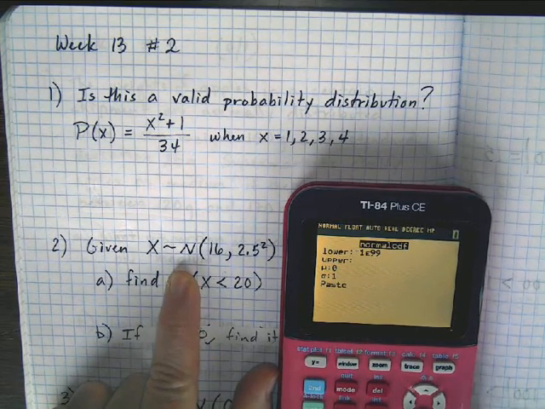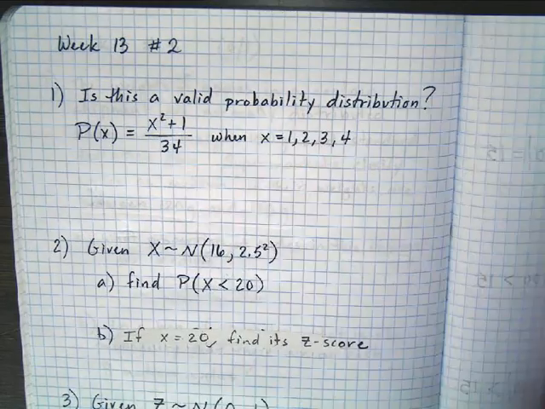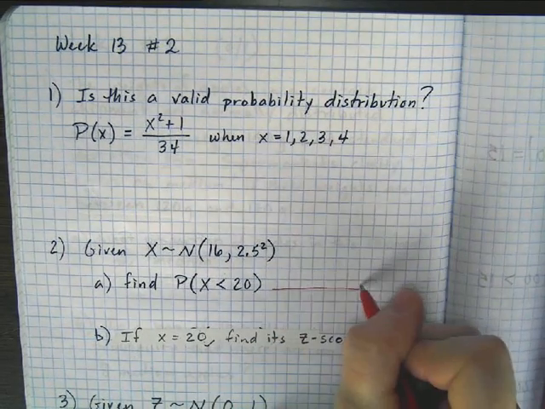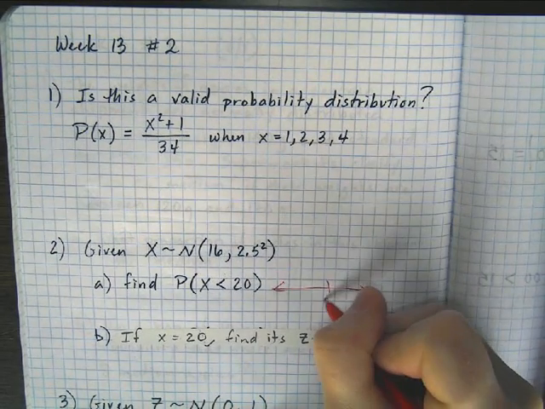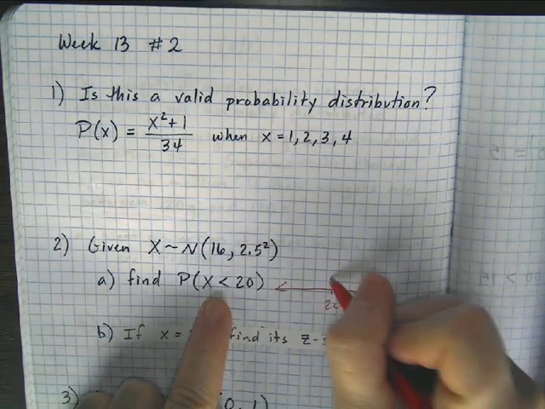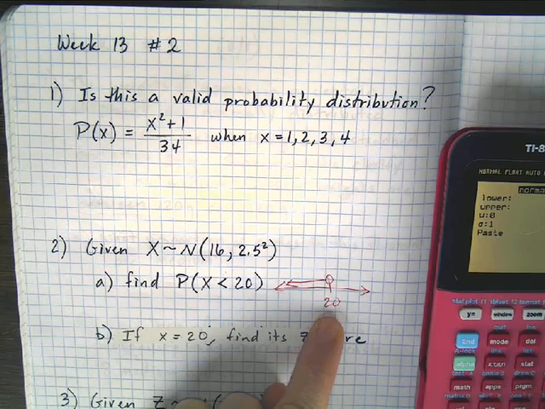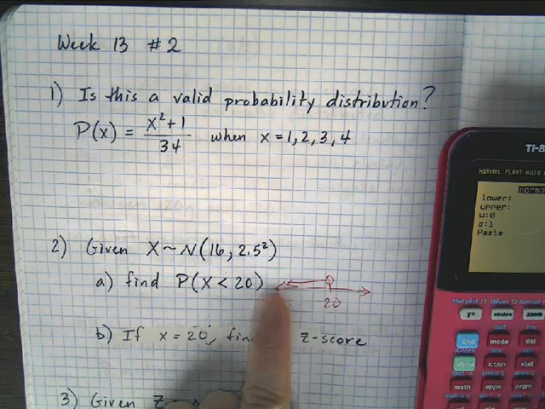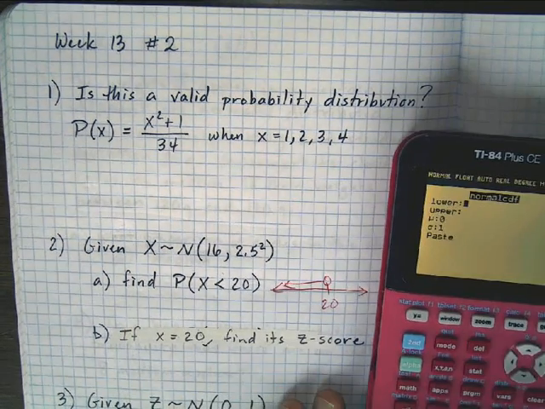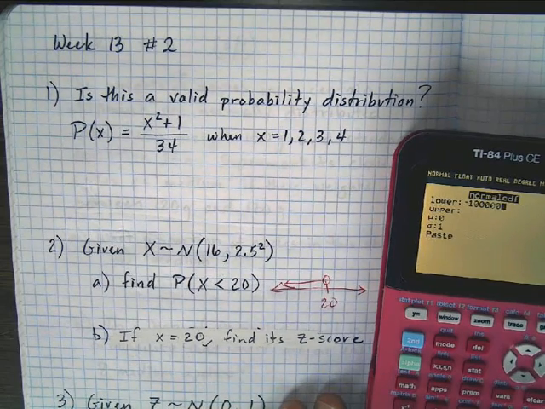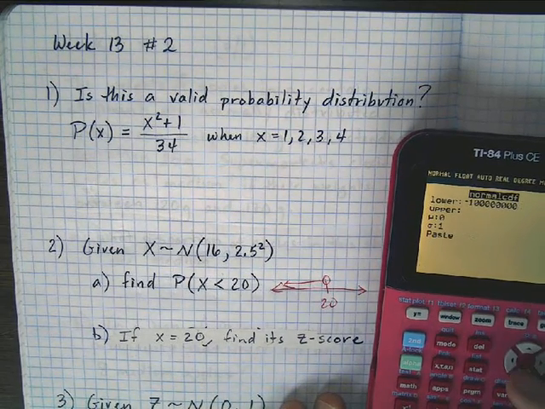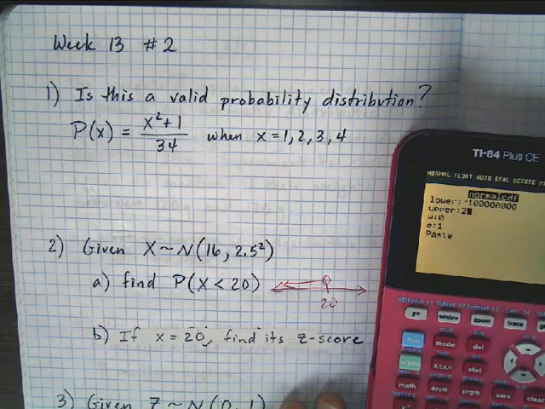And it says, what is the lower limit? When I'm setting these up, I like to do it on a number line. Here's 20, and I'm talking about x is less than 20. So I can see my upper boundary is 20, but my lower boundary is negative infinity. So I'm just going to put in a really big negative number, something really negative. And my upper boundary is 20.